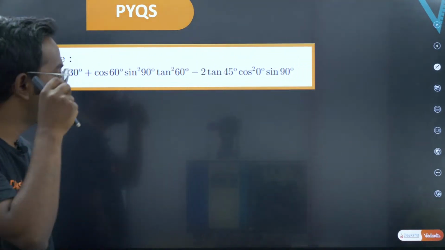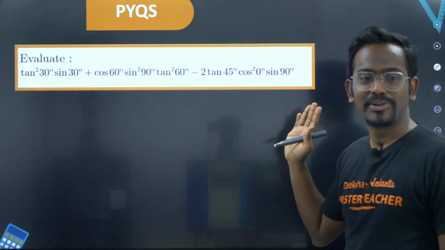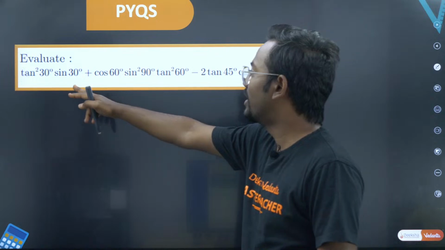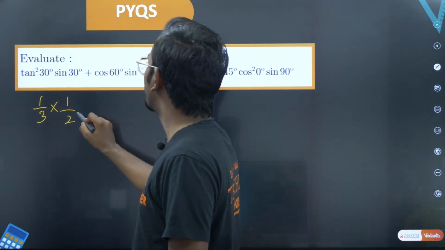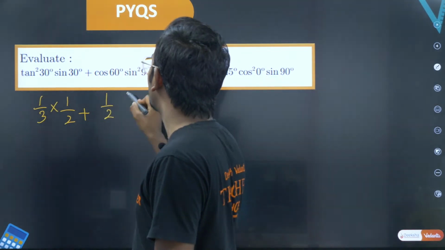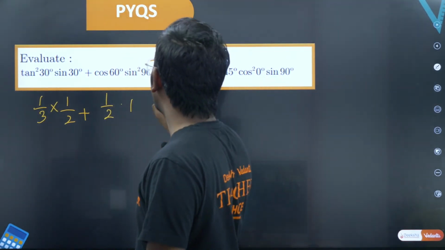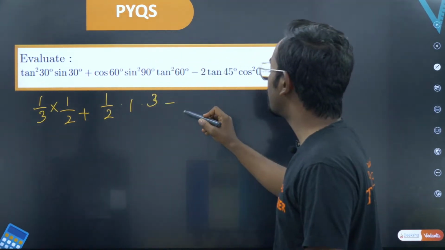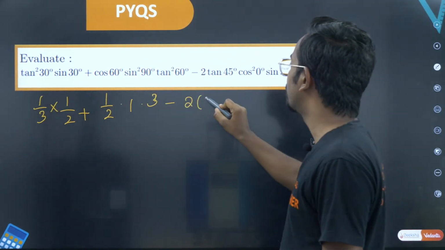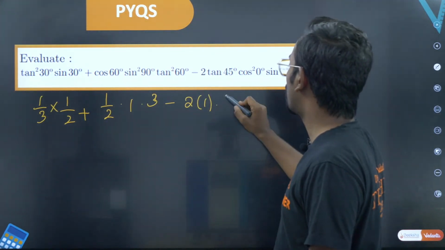Again a very simple question. Let's try to do it within 30 seconds. Tan square 30, this is 1 by 3. Sin 30 is 1 by 2. Plus cos 60, that is 1 by 2. Sin square 90 is 1. Tan square 60 is root 3 whole square, that is 3. Minus 2 times tan 45, 2 into 1, into cos 0 which is 1.